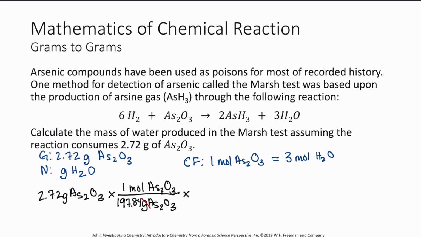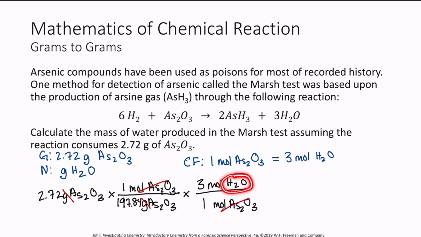As you can see, my grams cancel, and now I am in moles. Well, that's good because now I can use my mole to mole ratio. When I'm writing out my mole to mole ratio, I have to have moles of the As2O3 on the bottom so that I can cancel them out. So when I fill in my conversion factor based on my mole to mole equality statement, I'm going to put 1 mole right here for the As2O3 and 3 moles of H2O. Now my moles of As2O3 cancel out.